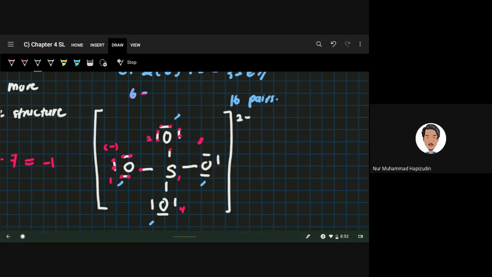From Lewis structure kita boleh tahu dah. Tengok, yang ni 2 elektron kan? 1, 2, atas 4, 6. 6 tambah dengan dekat bonding pair ni ada 1 elektron oksigen tu. Ambil oksigen punya je. Lagi sekali saya ulang. 1, 2, 3, 4, 5, 6, 7. Okay. So minus 7 akan dapat negative 1. So the charge here is negative 1.